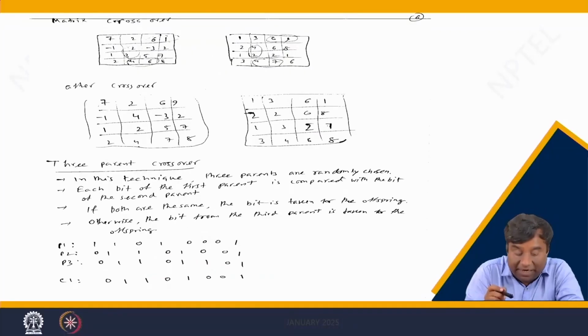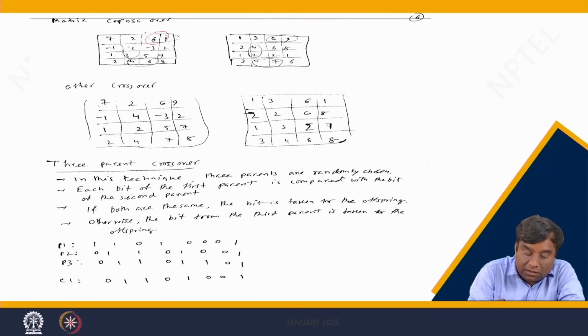Now the matrix crossover. So check some point. So that is 6 1, this is 2 3, this is 4 6, same also there. So now it is 7 2 6 9 comes from there, 2 3, so 4 2 comes from there, 4 6, so 4 7 comes from there. So that is another concept of the crossover technique.